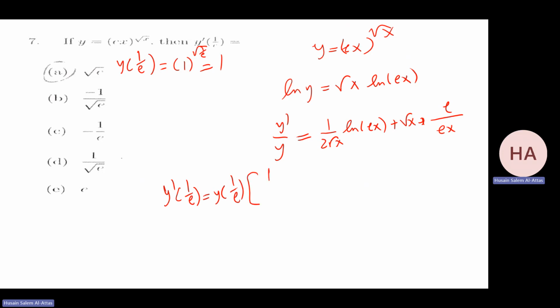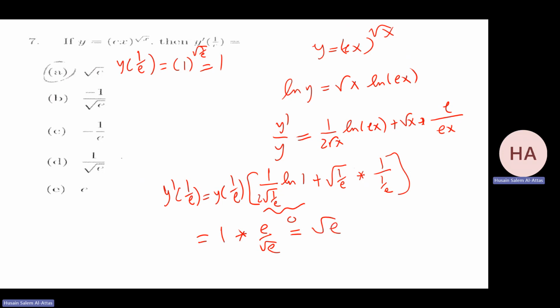Here I substitute: I have 1 over 2 root 1 over a times ln 1, which is 0, plus here I have square root of 1 over a times what? a times 1 over 1 over a. So the answer is this is 1, this is 0, this is what? e over square root of e, which is square root of e, which is this one.